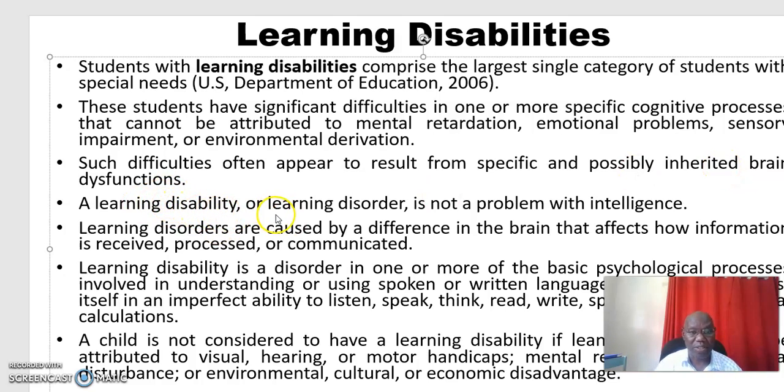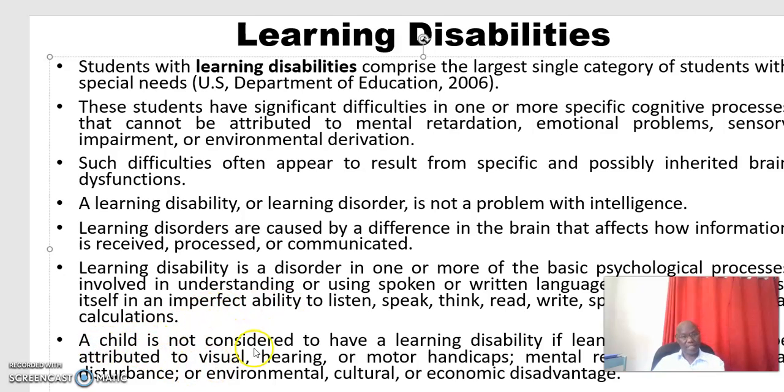A learning disability or a learning disorder is not a problem with intelligence. Learning disorders are caused by a difference in the brain that affects how information is received, processed, or communicated. A learning disability is a disorder in one or more of the basic psychological processes involved in understanding or using spoken or written language, which may manifest itself in an imperfect ability to listen, to speak, to think, to read, to write, spell, or do mathematical calculations.